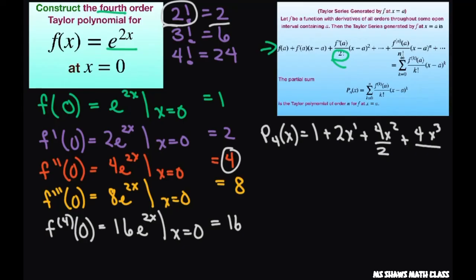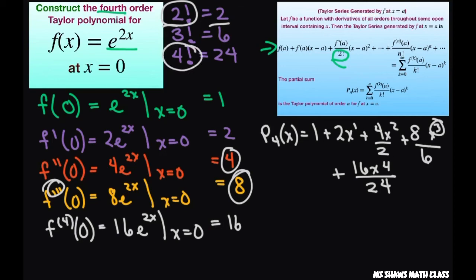let's see, we already did 4, so this is 8, sorry. I knew I did something wrong. Here we are, 8, because these 3's have to match here. All right, and then that's going to be divided by 6, which is actually 3 factorial. Then I have to scoot this over here. We're going to have 16x to the 4th divided by 24, which was really your 4 factorial.